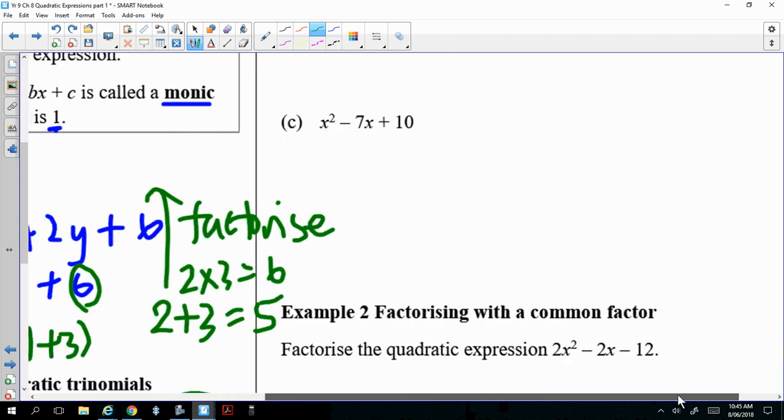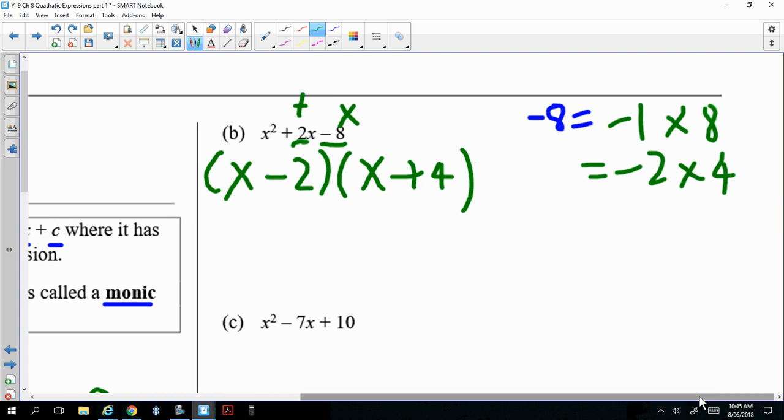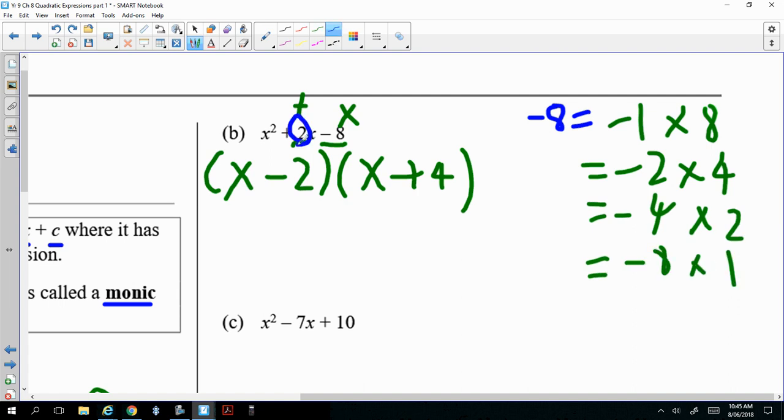Okay, so if you can't find these numbers, just list them all. So list all the factors, and eventually you see one of these adds up to 2. This doesn't add up to 2. That adds up to positive 2. That adds up to negative 2. That adds up to negative 7. So only this one works. Get it? All right.